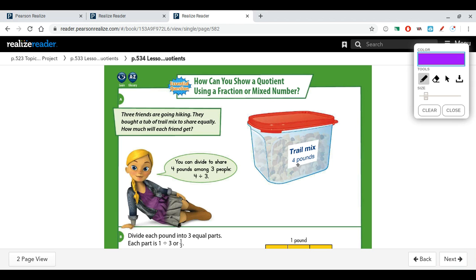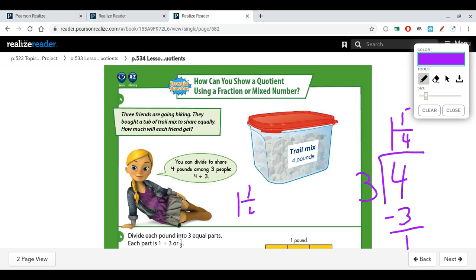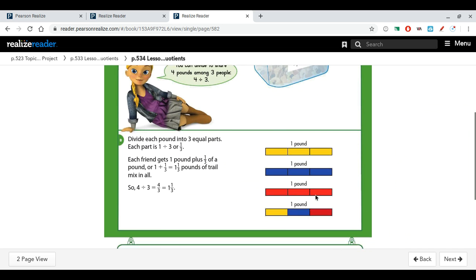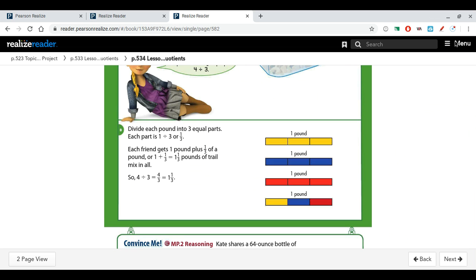So if I bought a 4-pound tub of trail mix, you have to think about it as 4 divided by 3. So if I set it up to where 4 goes inside the box, so that's what I'm dividing, and I divide that by 3. 3 goes into 4 one time. Multiply. 3 times 1 is going to be 3. I subtract. I have 1 left over. So I end up with 1 and 1/3. So each person is going to get 1 and 1/3 pounds. Again, including that unit of measurement because I am dividing pounds of trail mix. Okay. And if you take a look, here's the visual learning where each person gets a pound and then we have 1/3 pound left over.